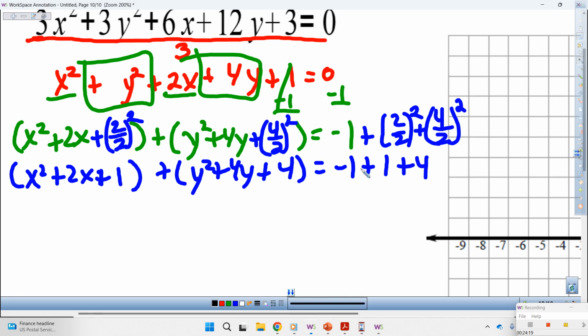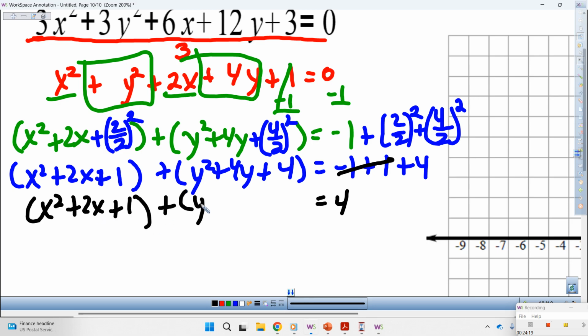Can we simplify the right side? Yes, Mr. Q. Get rid of the ones. 4 equals x squared plus 2x plus 1 plus y squared plus 4y plus 4. All right. Let me fix this. Next, pass someone. Annette.